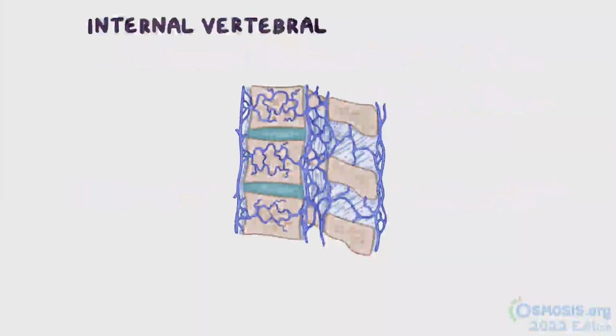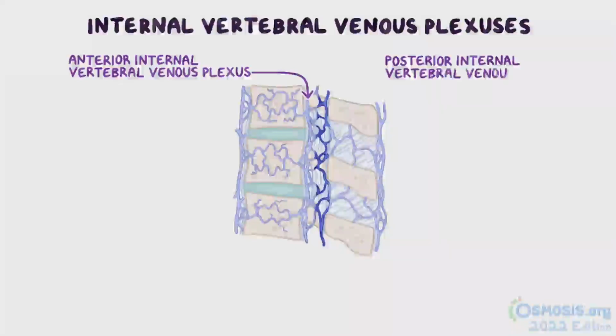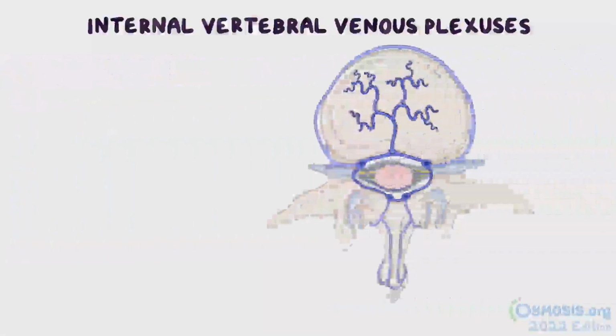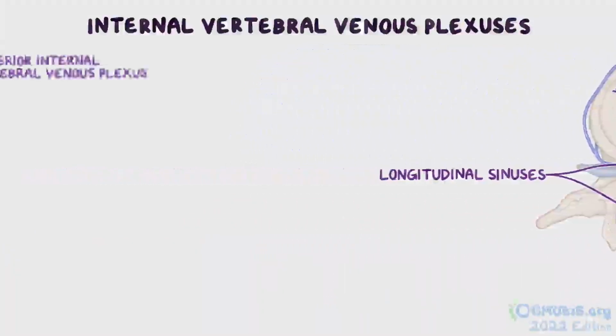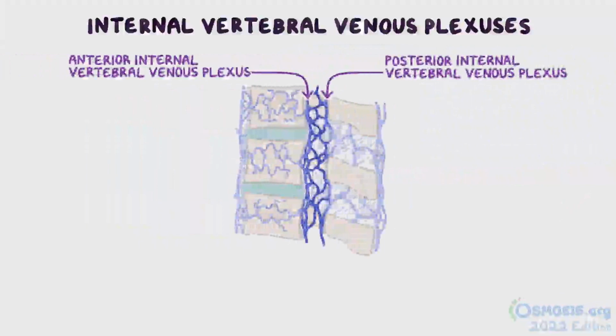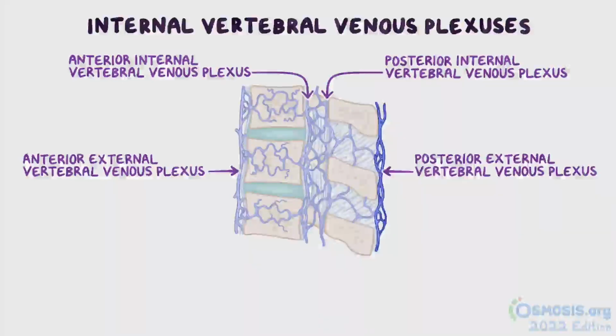Now, the internal vertebral venous plexuses are further divided into the anterior internal vertebral venous plexus, lying more anteriorly in the vertebral canal, and the posterior internal vertebral venous plexus, lying most posteriorly. Additionally, the internal vertebral plexus may form large longitudinal sinuses. The external vertebral venous plexuses are divided similarly, with the anterior external vertebral venous plexus lying just anterior to the vertebral bodies, and the posterior external vertebral venous plexus lying posterior to the spinous processes.